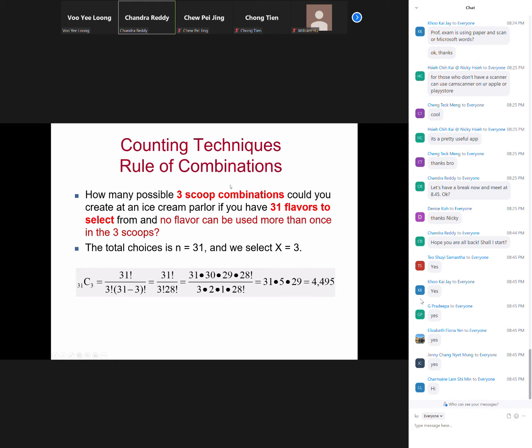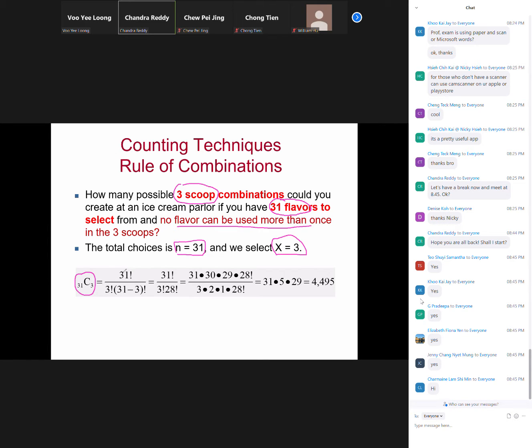This is an example again for counting rules. How many possible outcomes will you get when you have 3-scoop combinations from 31 flavors? The number of ice cream flavors is 31, and you want to get 3 scoops from these 31 flavors, with no flavor used more than once, so without repetitions. So n is equal to 31 and x is 3. The number of combinations we get is 31C3, which is 31 factorial over 3 factorial multiplied by 31 minus 3 factorial.